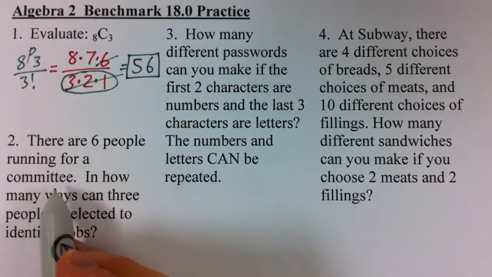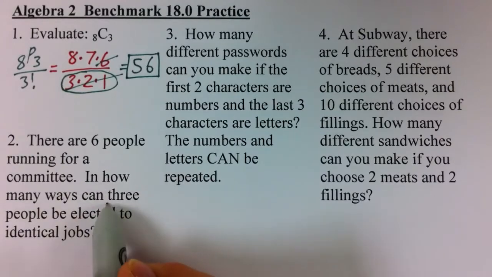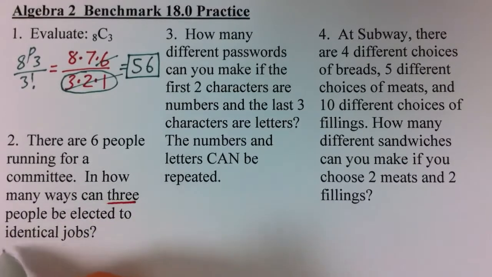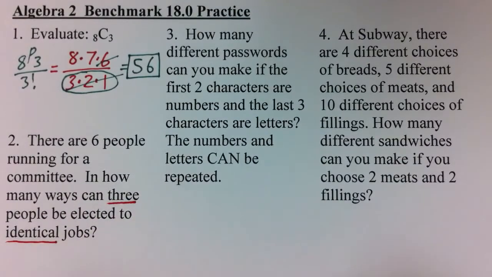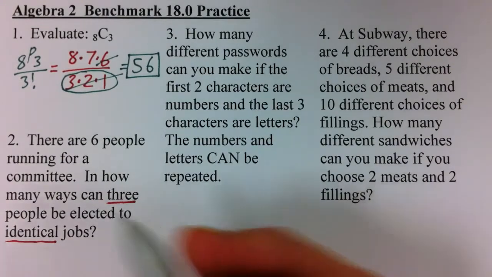6 people running for a committee. In how many ways can 3 people be elected for identical jobs? Now, identical jobs, you'd think, is that order or no order? Is it a permutation? Is it a combination? Since they're identical jobs, that means we don't really care about order because they're all the same type of job. So if there's no order, that would be C.